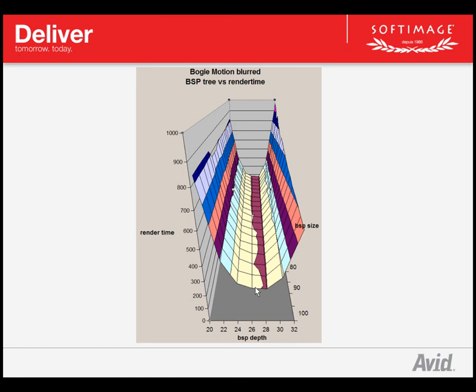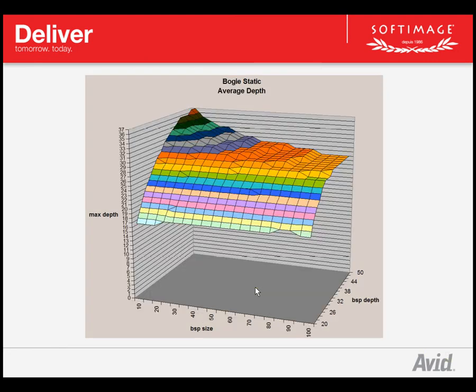The BSP tree tuner script does actually consider the fact that motion blur is enabled and tunes the BSP values differently in that case. So to give you a little bit more graphics about the other BSP tree statistics that have been generated, let's say, for example, this heavy mesh in static position.